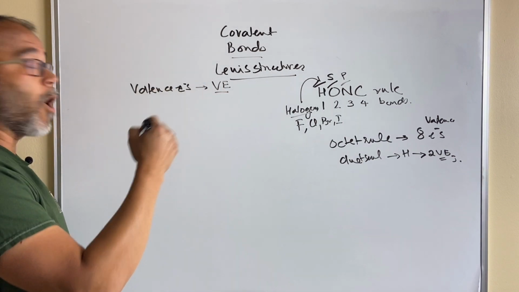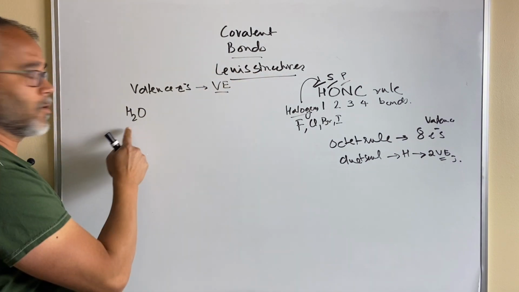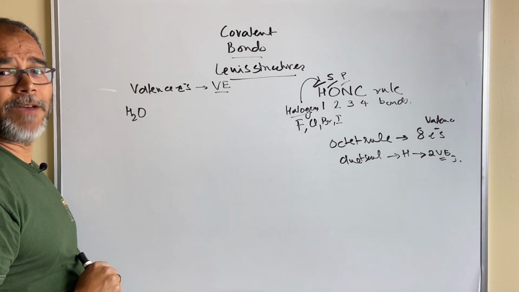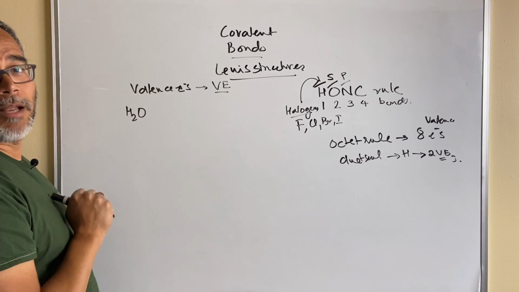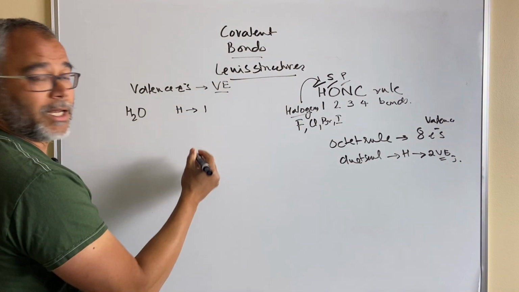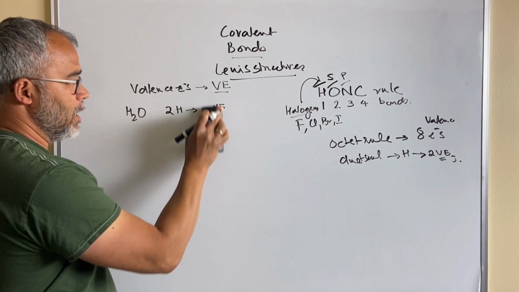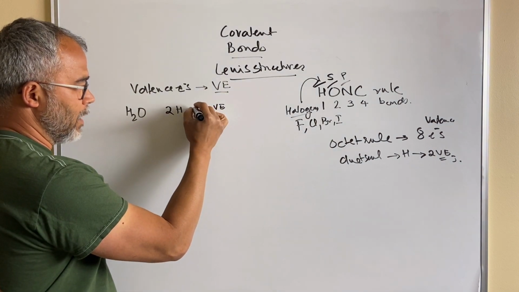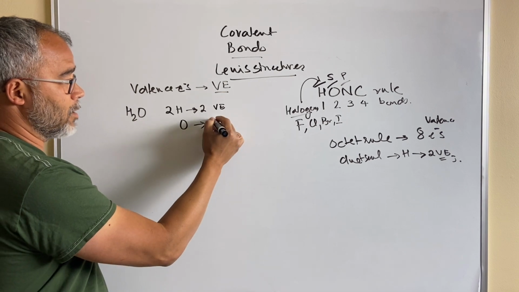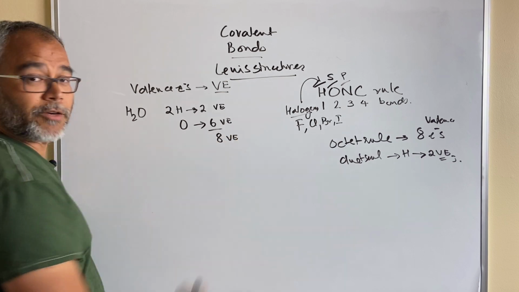So let's take a look at a simple example. Since we looked at water, let's go back and look at water and try to figure out what the Lewis structure of water would be. The first thing you want to do is look at the periodic table and figure out how many valence electrons each of the elements in water has. There's 2 hydrogens. Each hydrogen has 1 valence electron, and since there are 2, that means we have 2 valence electrons for 2 hydrogens. The oxygen, 1 oxygen, has 6 valence electrons. You add them up together, that gives you a total of 8 valence electrons, okay?